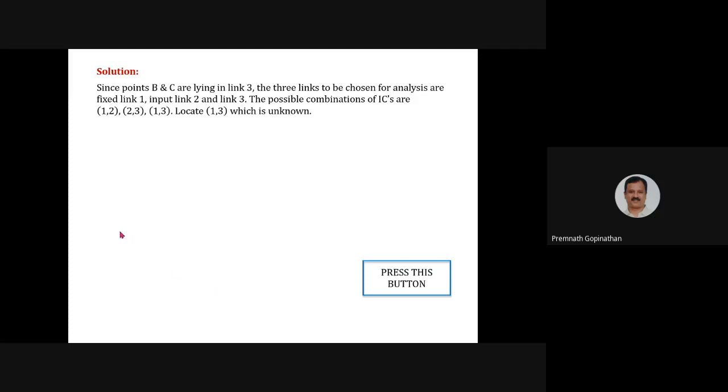Now the third link is the link where the point is lying, whose velocity is to be identified. So in this particular case, we got point B and point C on link 3. So that's why we are considering link 3 as the third link. Now, using these 3 links, you have to identify the various combinations of instantaneous centers, and all these instantaneous centers have to lie in a straight line. So that's what is being said by the Arnold-Kennedy theorem. So we have to see that. So let's go to the figure first.